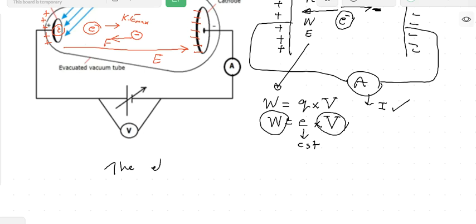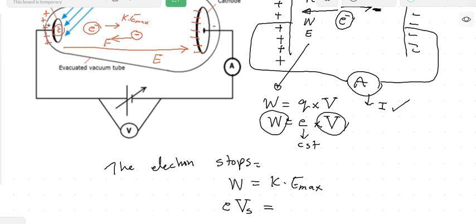So the electron, which moves with maximum kinetic energy, stops when these two works are equal and opposite. So when W is equal to the maximum kinetic energy, they will balance each other. And at that moment we can write eV stopping, because this voltage needs to stop the electron, equal to half mv squared.